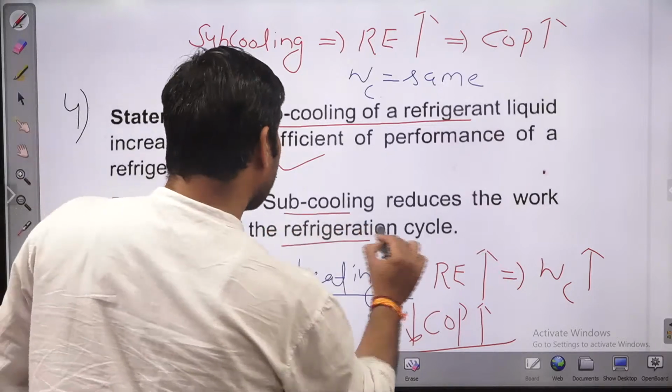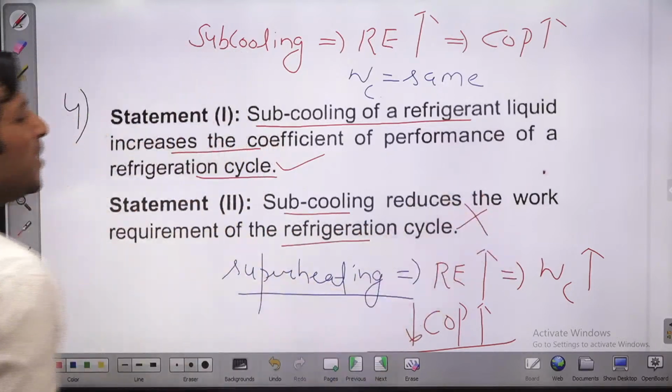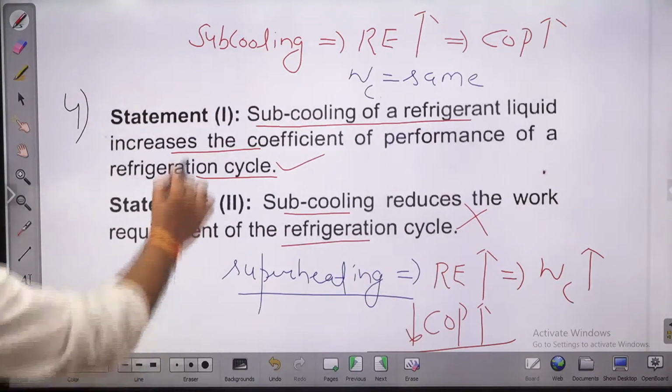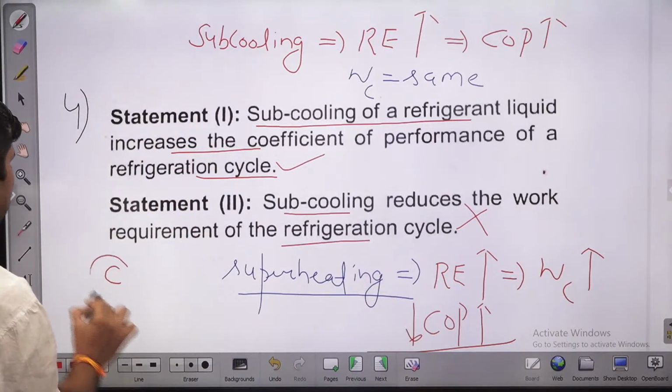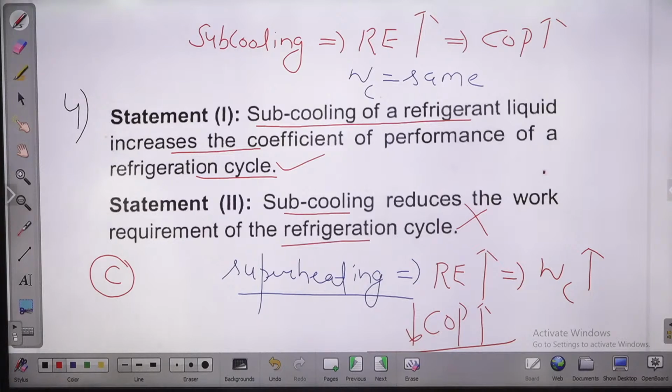Subcooling reduces the compressor work, which is wrong. Subcooling is not going to affect the compressor work, so only statement 1 is right. So that's why option C is the right answer for this question. Is it fine guys? Ritesh, please check. B is not right, C is the right answer. Why? Because statement 2 is wrong.